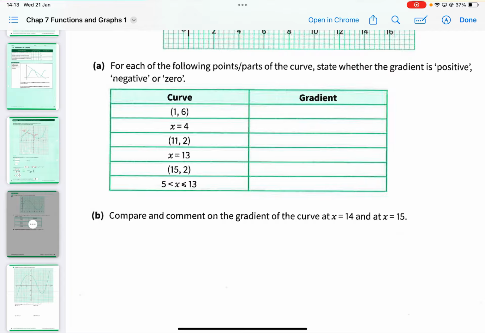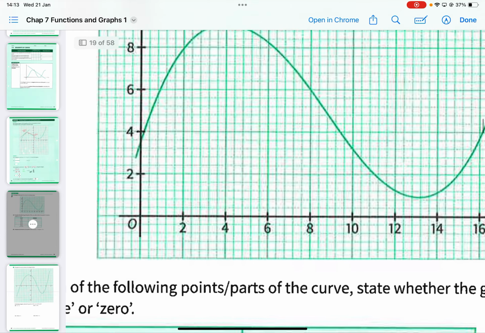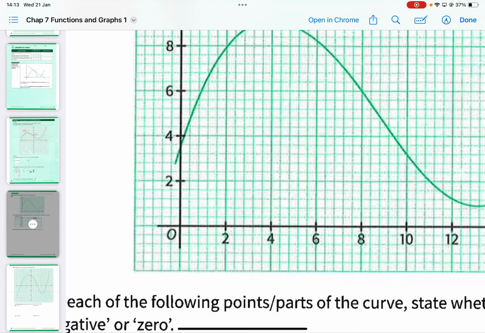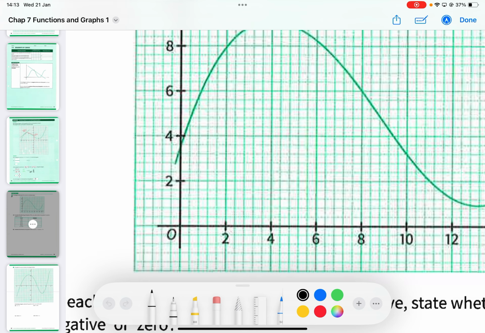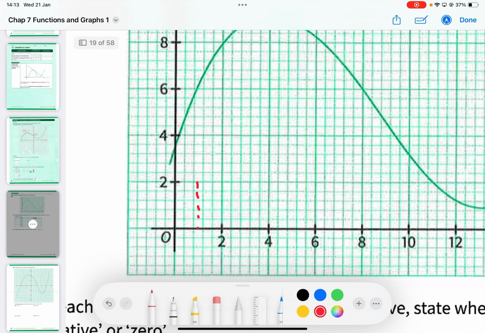Okay. It's not acting. They want you to go to the curve at this point and identify whether the gradient is positive, negative, or 0. So if I go to 0.16 on the curve, where is 16? 16 is here. Okay. So can you tell whether the gradient will be positive or negative?